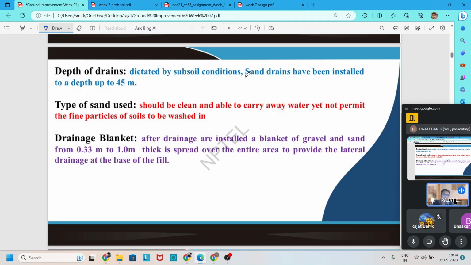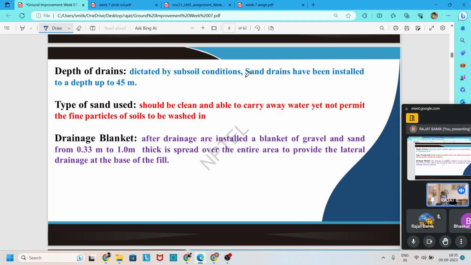But one good thing about this sand drain is that it can be used up to 45 meters. That means we can install a sand drain, or vertical drain, up to 45 meters, which is good for this technique because most ground improvement techniques are limited to 20 meters, 10 meters, or even 6 meters. But this vertical drain for consolidation, we can use up to 45 meters. That means for a huge depth, we can use this technique.